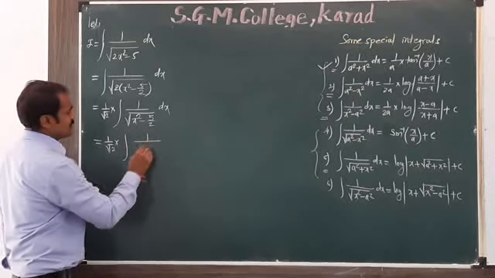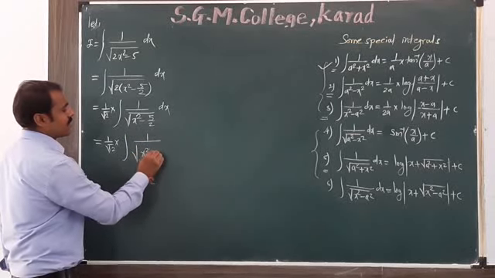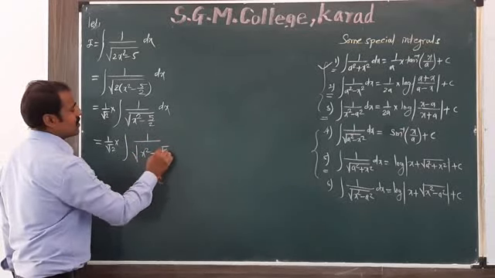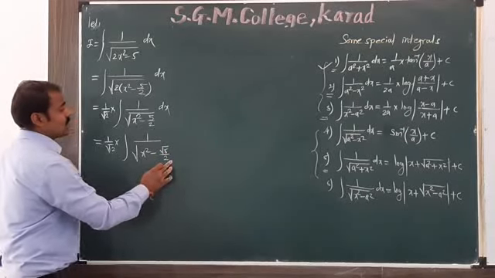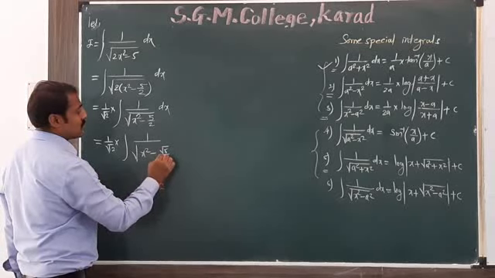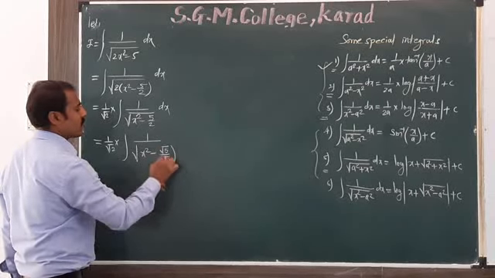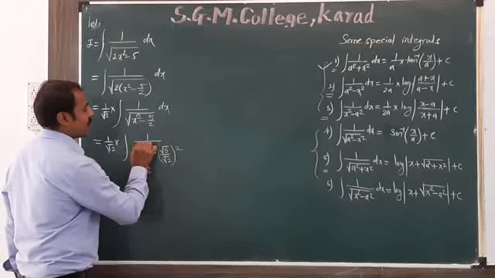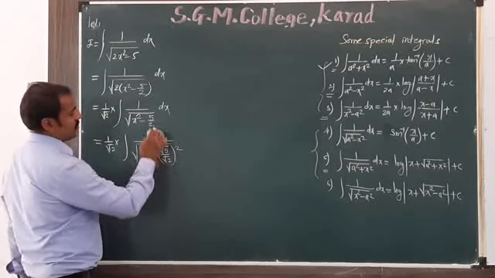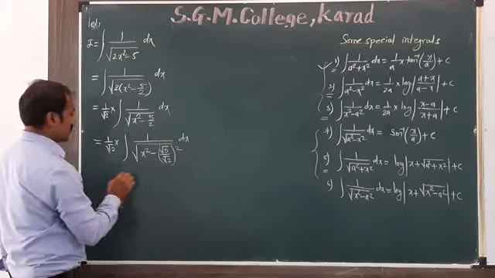Now here in the denominator, the first term is the square of a variable, I can write the second term as a constant square, okay. 5 is the square of root 5, 2 is the square of root 2, so I can write this as root 5 divided by root 2 bracket square. 5 by 2 as root 5 divided by root 2 bracket square dx, okay.